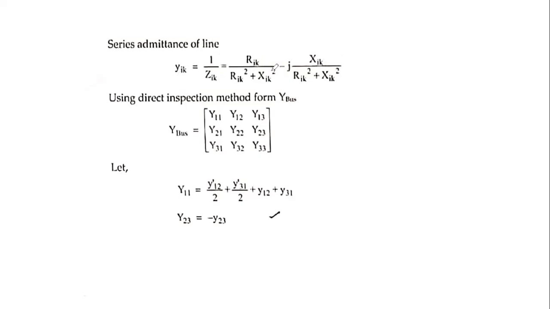Next, using the direct inspection method, we form the Y-bus matrix. What is the formula for the Y-bus matrix? We have 3 buses, so the dimension of the Y-bus matrix is 3 by 3.